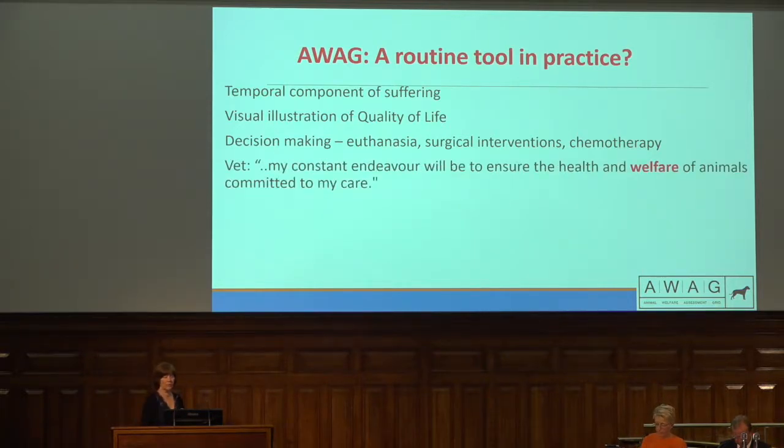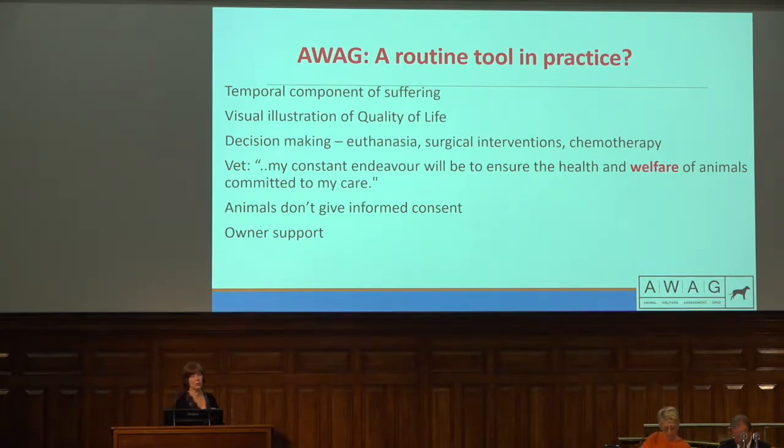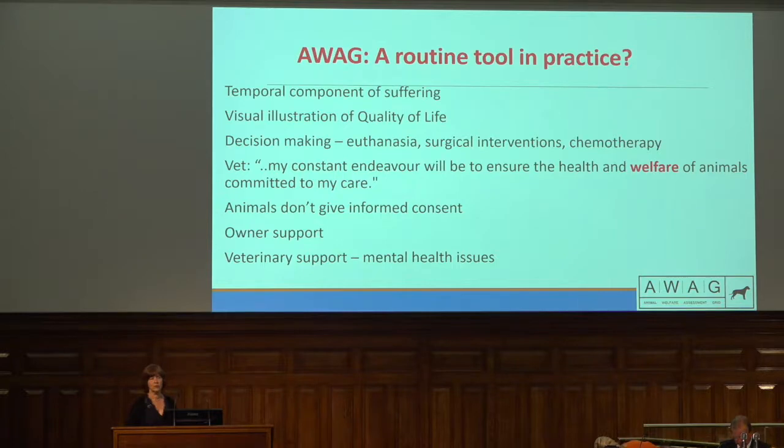As a vet, as we've heard, your constant endeavour is to ensure the health and welfare of the animal committed to your care. It's not just about making it better and health. Animals, remember, aren't going to give informed consent. The AWAG will also allow you to give owner support because it will give you a pictorial illustration of this animal's welfare and how it's deteriorating if some other intervention needs to take place. And it will also, of course, support the vet in making those decisions. Mental health issues are a big problem for the veterinary profession. We need to recognise that, and we need systems that will support decision making, which can be difficult, particularly if you've got owners that maybe don't agree.